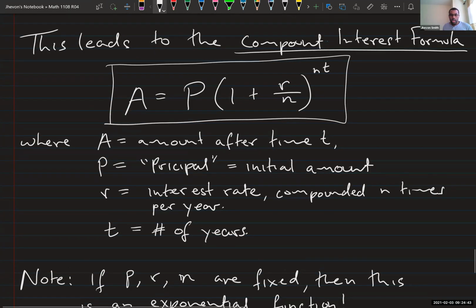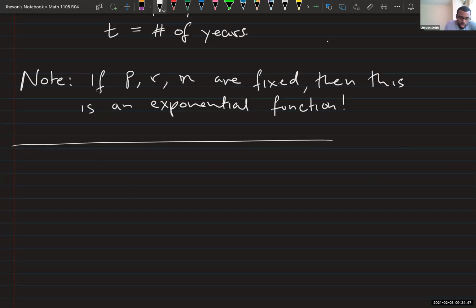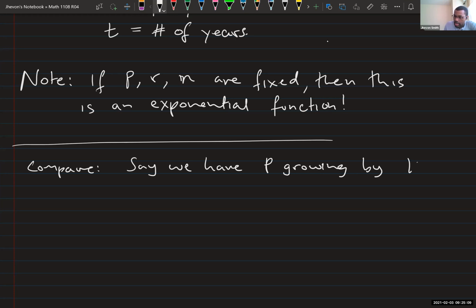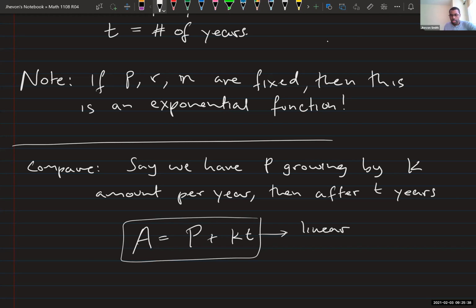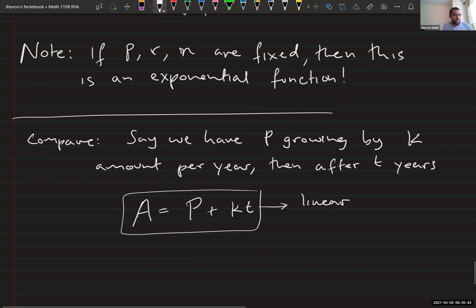Okay, so compare. Say we have P growing by K amount per year. Then after T years, we would have A equals P plus K times T. Now this here is linear, which is a polynomial of degree 1. So essentially, and we're actually over time, so I should wrap this up.